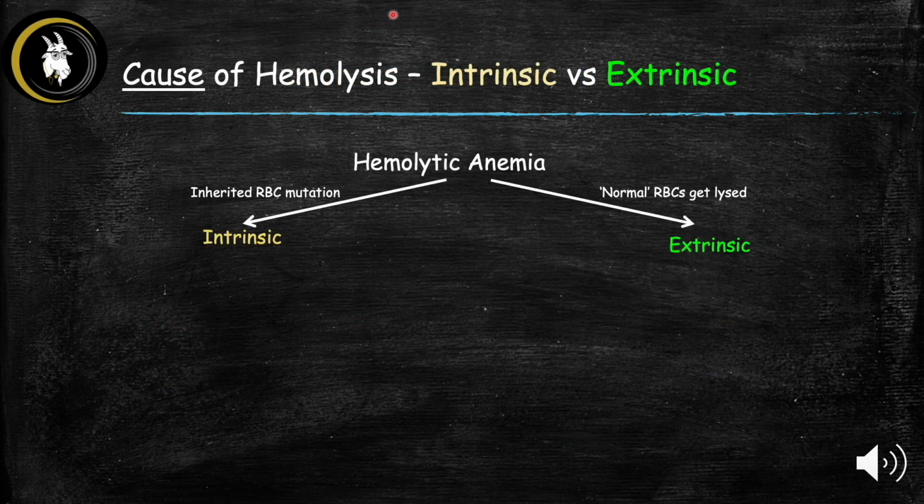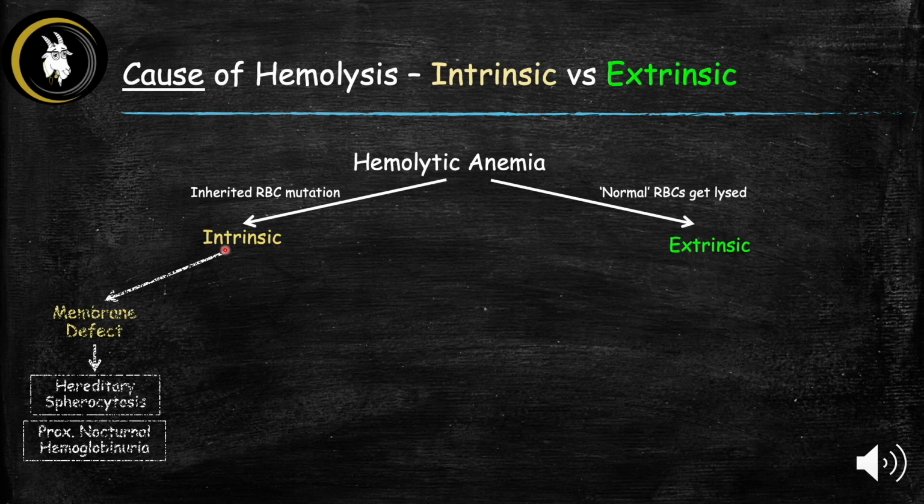So now let's move on from intravascular and extravascular to the other classification of hemolytic anemia, which is intrinsic versus extrinsic. And remember, this one is about the cause of hemolysis. So why are the red blood cells getting lysed? In intrinsic hemolysis, the defect that's causing it is within the red blood cells themselves. So these red blood cells have inherited mutations in their gene, and this is what makes them susceptible to getting hemolyzed. So since the problem is with the red blood cells themselves, it's called intrinsic.